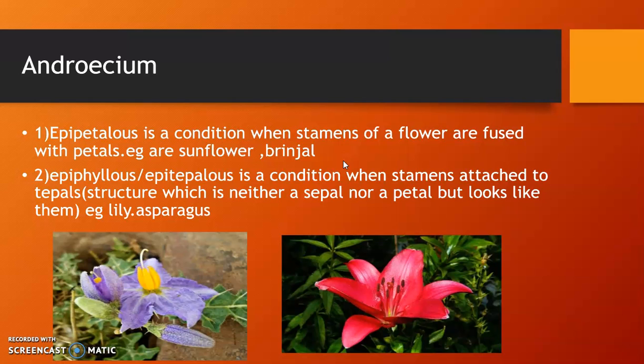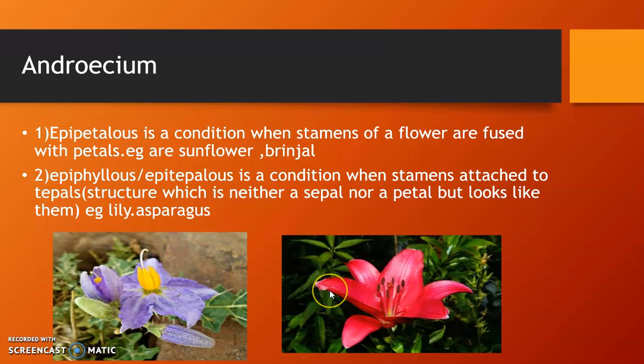And next one, what is meant by androecium? The male part is said to be the androecium. So there are two types, namely epipetalous and epiphyllous. So epipetalous means it is a condition when the stamens of the flower are fused with petals. So you can see this in the sunflower and brinjal plant. So the first image is of epipetalous type. So that means the stamens are fused with petals. You can see the yellow colored stamens are fused with the violet colored petals.